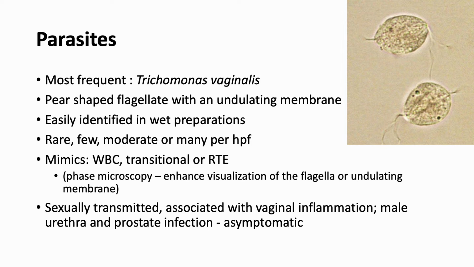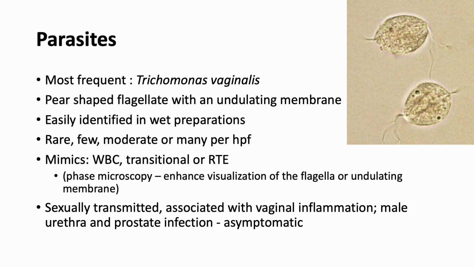Parasites can also be identified in the urine, and the most frequent one is Trichomonas vaginalis, which are pear-shaped flagellates with an undulating membrane. They are easily identified in wet smears or wet preparations, and their common mimics would be the WBCs or transitional or renal tubular epithelial cells. But phase microscopy allows enhancement of the visualization of the flagella or the undulating membrane of Trichomonas vaginalis. It is sexually transmitted, associated with vaginal inflammation, and male urethral and prostatic infection can be asymptomatic.